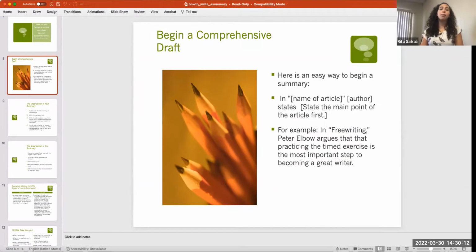You can begin a comprehensive draft. So for example, you can say, here in this essay, so this is an easy way to begin it. In this article by this author, you put the title and the author's name, and then you say what happened. For example, in Free Writing, Peter Elbow argues that practicing the timed exercise is the most important step in becoming a great writer. So we have the name of the article, the name of the author, and then we have the main point, and that gives us a summary.